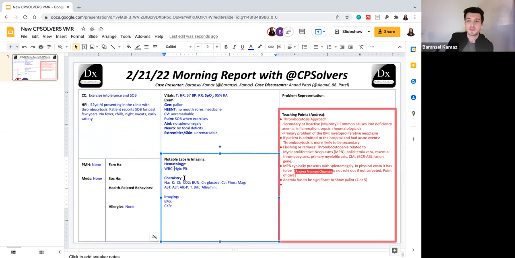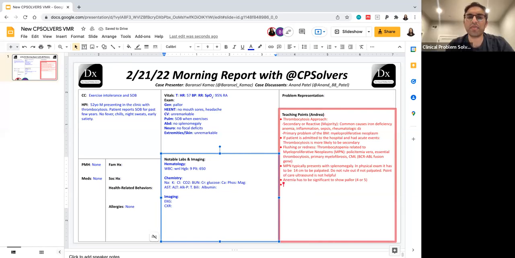So first we have a CBC with differential, but unfortunately I don't have the results. I only have what is high or low in the history. So the white blood cell count is normal, hemoglobin is low, it was 9, and platelet count is 600. I think I have that as 650. Yeah, 650.